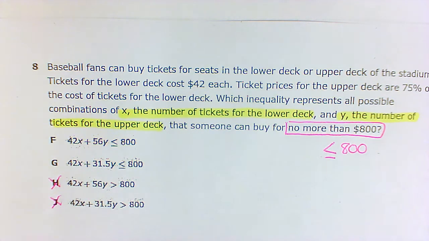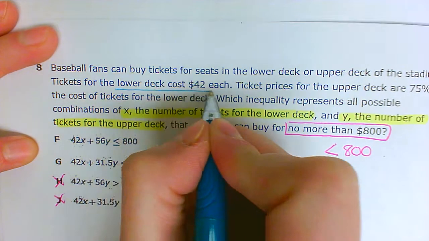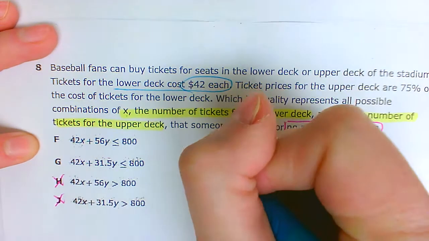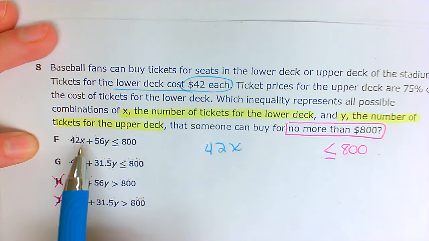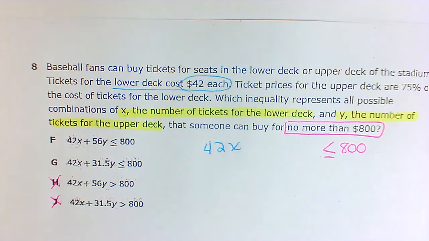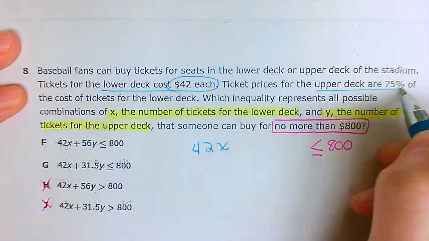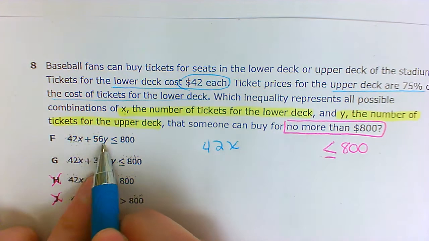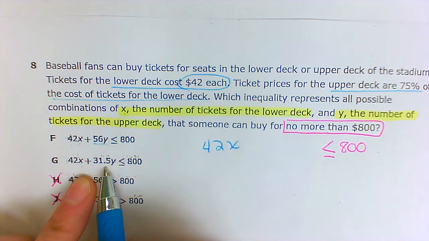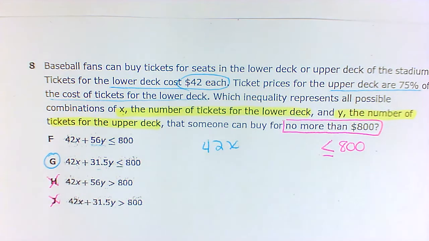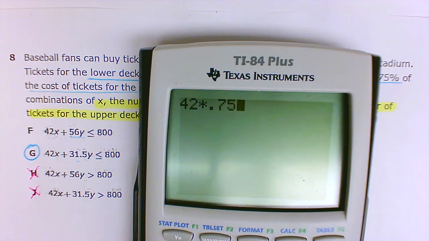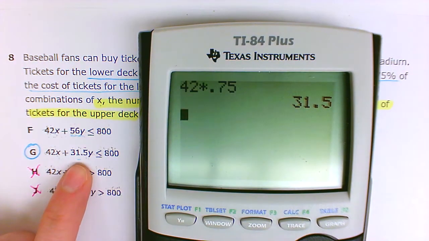Now, if I go back into the problem, they said that tickets for the lower deck cost $42 each. And we know the lower deck is actually talking about x. So there should be 42x in there somewhere, and both of those have it. Now, what they said about the upper deck is that they are 75% the cost of the lower deck, which means they don't cost as much money as the lower deck did. So they would not be more than how much the lower deck cost. They would be less. And if you remember how to do 75% of something, if I have 42 and I want 75% of that, I multiply it by 0.75. That gives me 31.5.